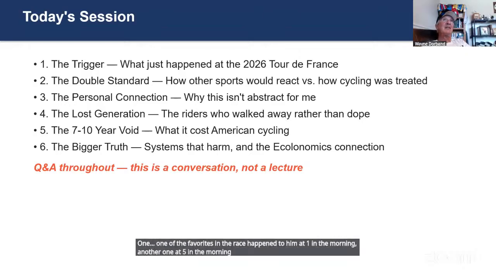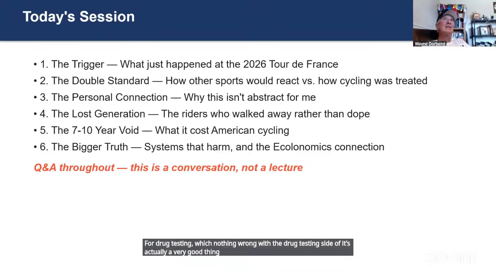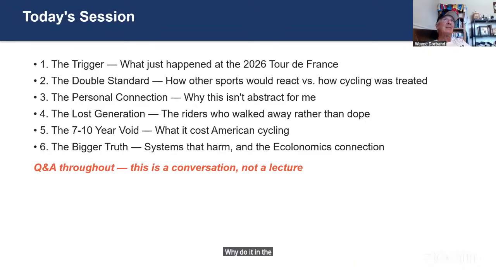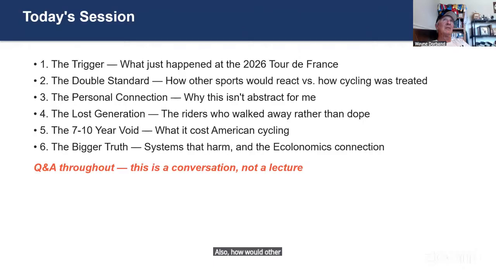They were told they had to take urine samples for drug testing, which, nothing wrong with the drug testing side of it. It's actually a very good thing. But why do it in the middle of the night, right before a very important stage in the race? A stage means one of the races. Also, how would other sports have reacted? How would the heroes of other sports have reacted if that happened?